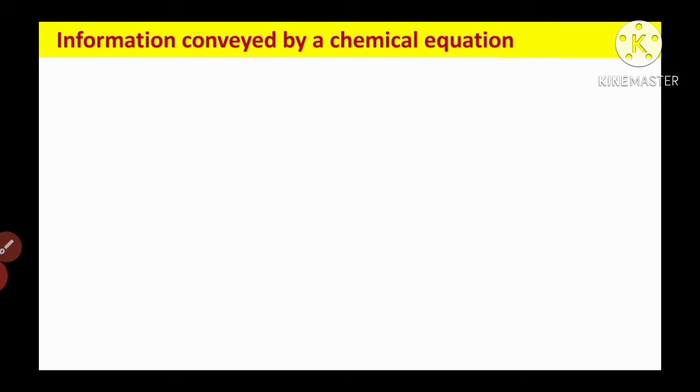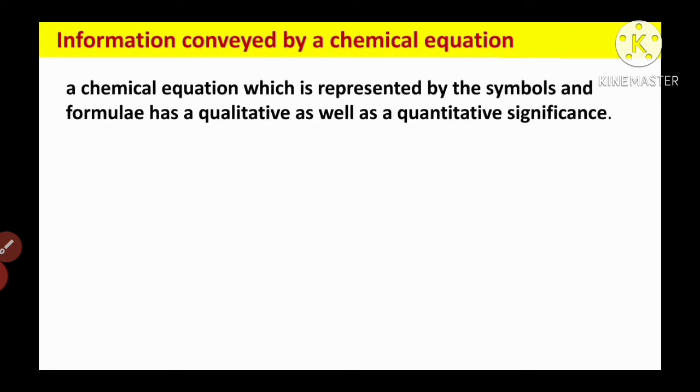Let us start the discussion. We already know that a chemical equation is nothing but the representation of a chemical reaction by symbols as well as formulae. Means when a chemical reaction is represented using symbols and formulae, it gives a chemical equation. And this chemical equation has qualitative as well as quantitative significance. So what is that? We will discuss it.